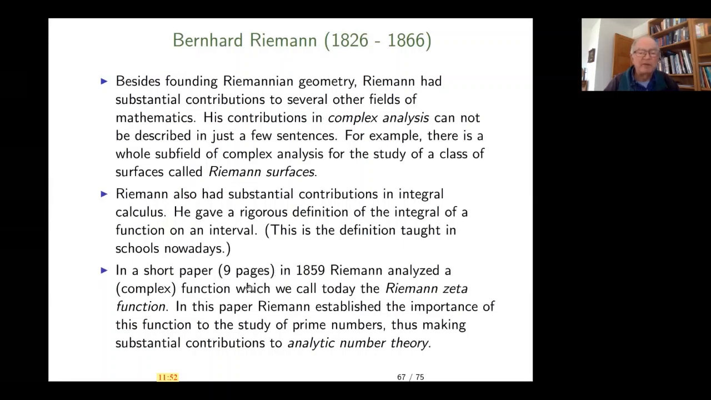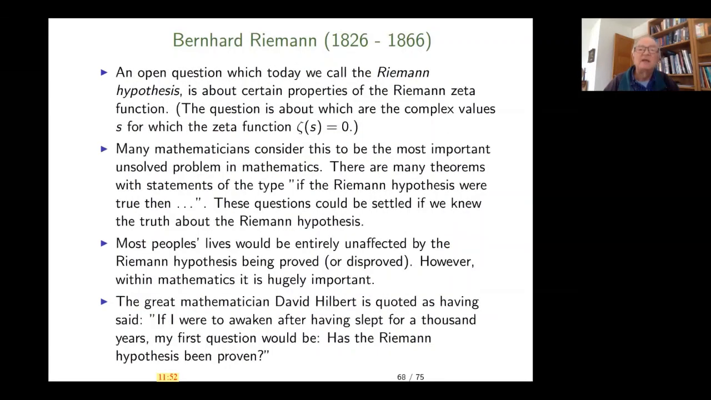In a very short paper, only 9 pages in 1859, he analyzed a complex function, which today we call the Riemann zeta function. And he established in that paper, in 9 pages, how important this is to studying prime numbers. And he made a statement, actually he asked as a question, a property of this function, which to this day is not known. It's called the Riemann hypothesis.